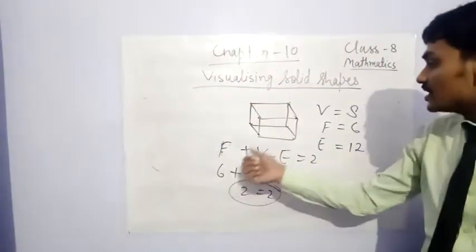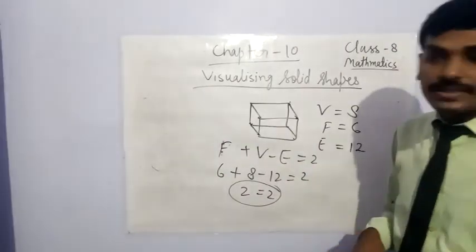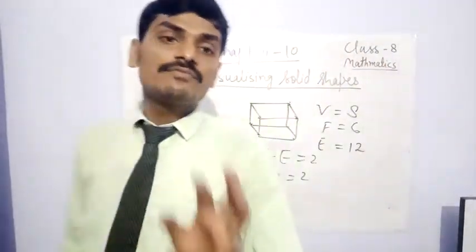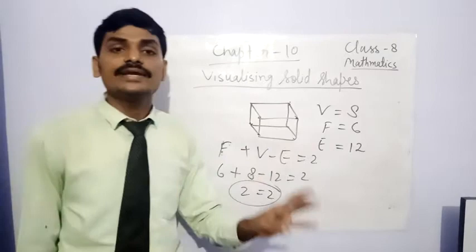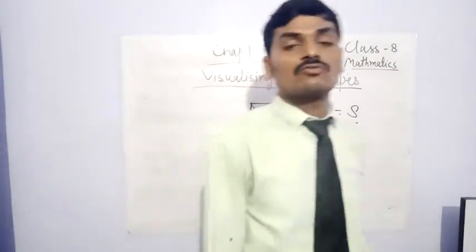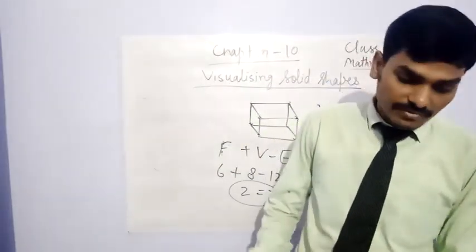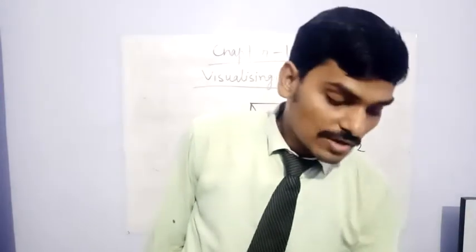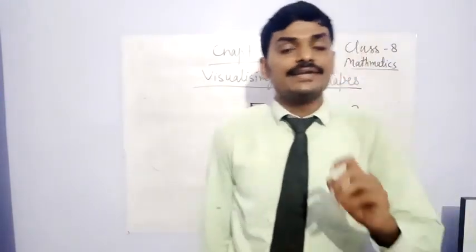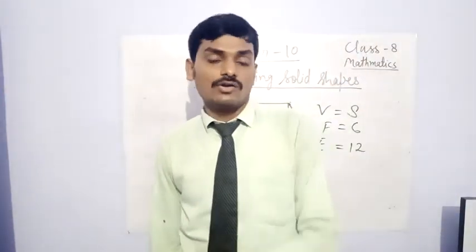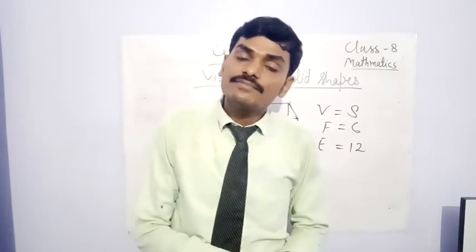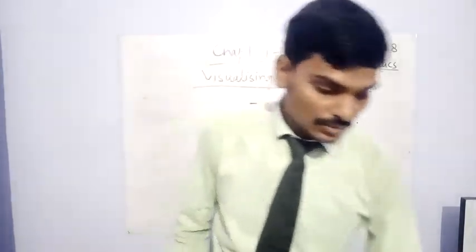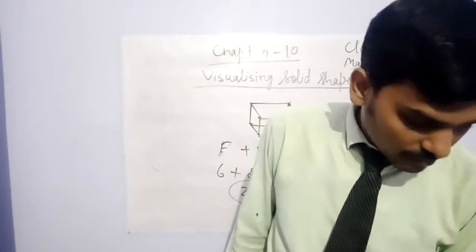So if this formula is followed in any figure, then we will say that it is a polyhedron and also a three-dimensional figure. This is Euler's formula, used to find whether a figure is a polyhedron or a 3D figure or not.